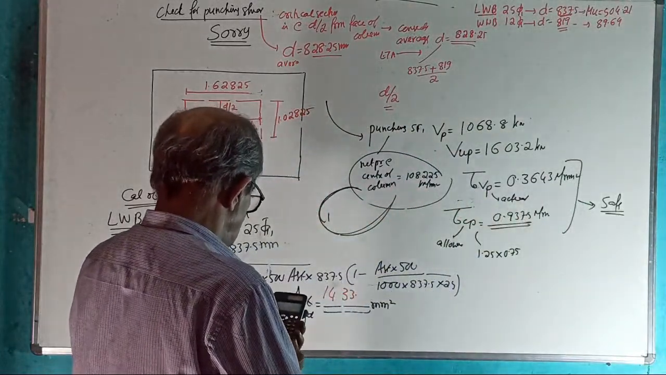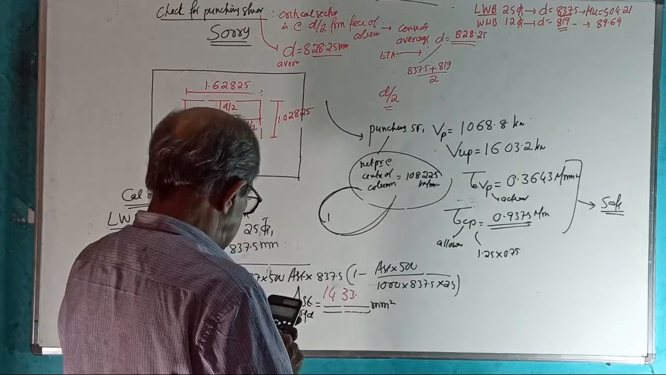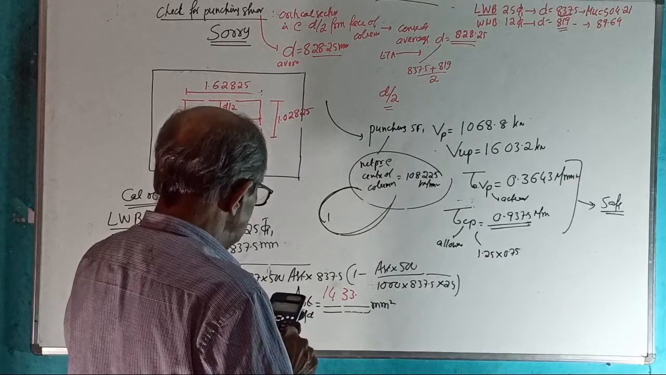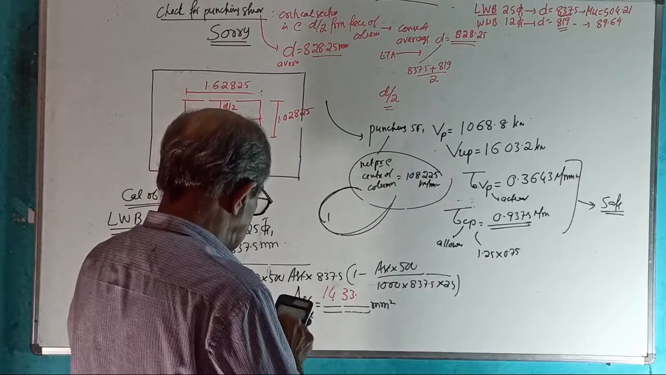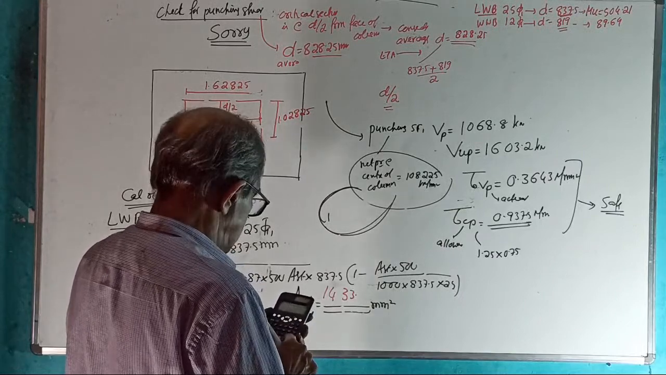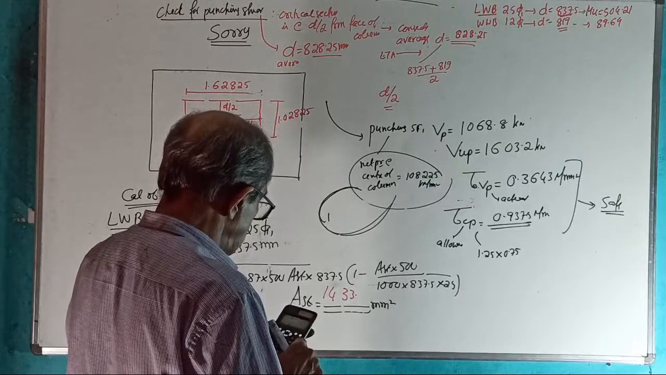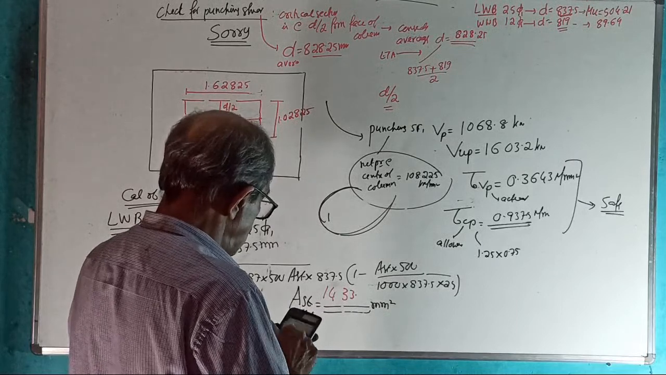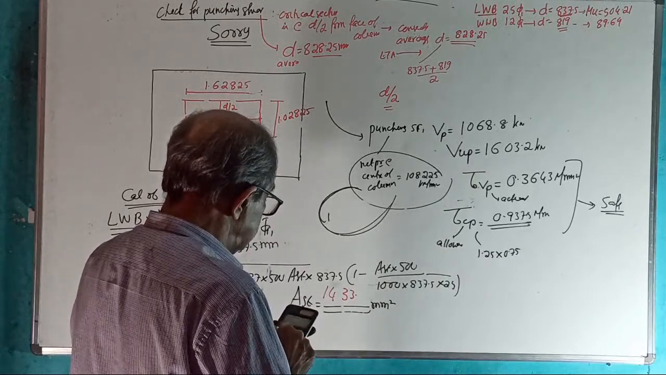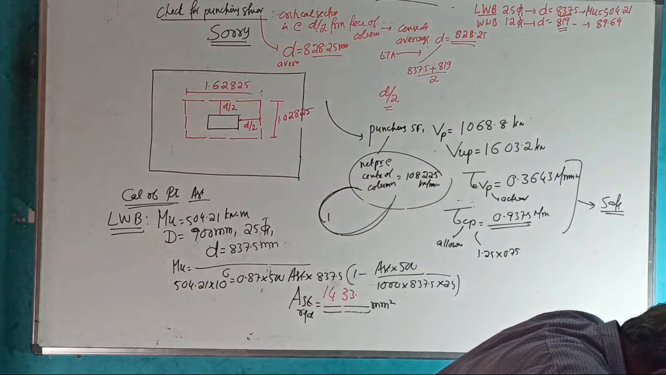See, 504.21 into 10 to the power 6 equal to 0.87 into 500 into AST into 837.5 into bracket 1 minus AST into 500 divided by 1000 divided by 837.5 divided by 25, close. Shift solve. How to solve now? Where is the mistake? I forgot the solution. 1433.046 is correct? Okay. Correct.